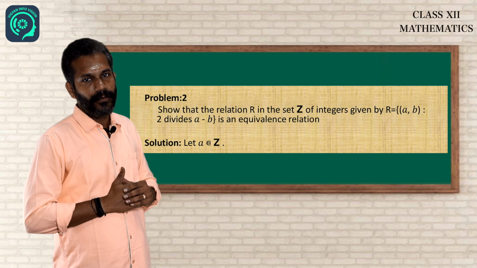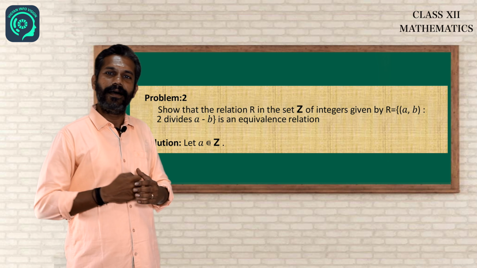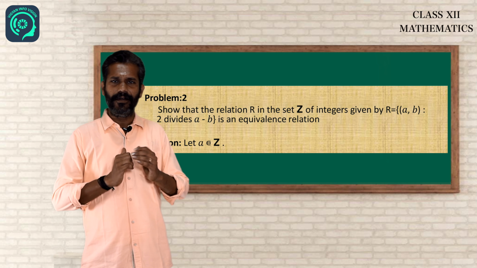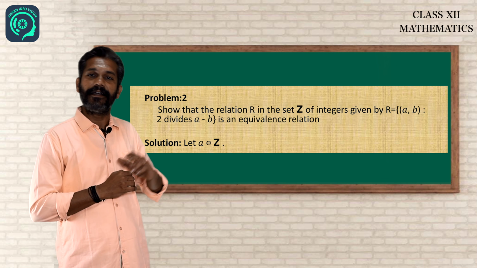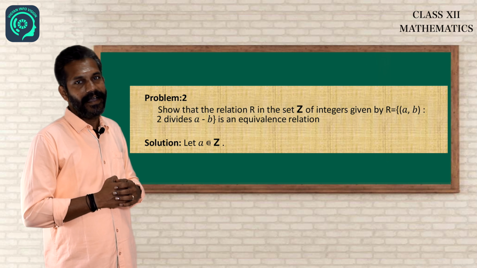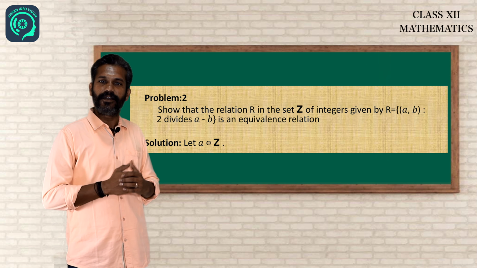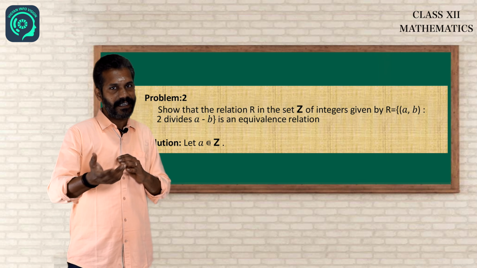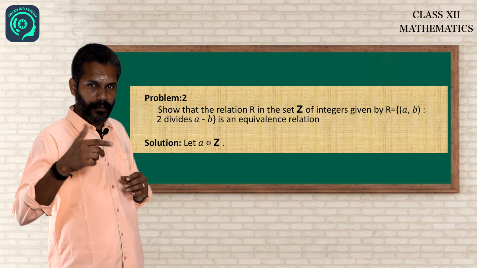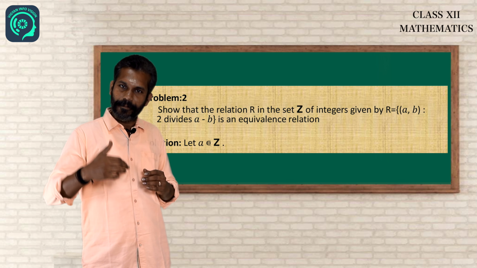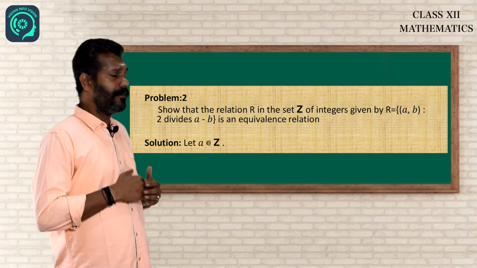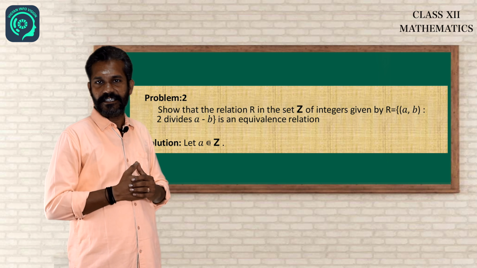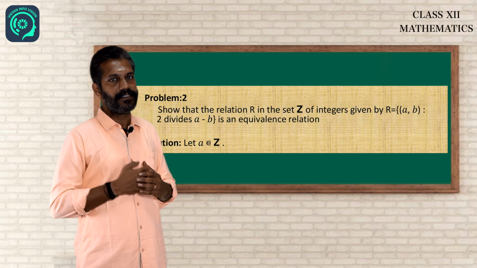Now let us discuss one more problem on the equivalence relation. Let us consider a set capital Z, the set of all integers, and a relation R defined on the set Z as capital R is equal to the set of all ordered pairs A, B such that 2 divides A minus B. That is, 2 divides A minus B means A minus B is divisible by 2 or A minus B is a multiple of 2. For showing that R is an equivalence relation, we have to check reflexive, symmetric and transitive. We start with reflexive.